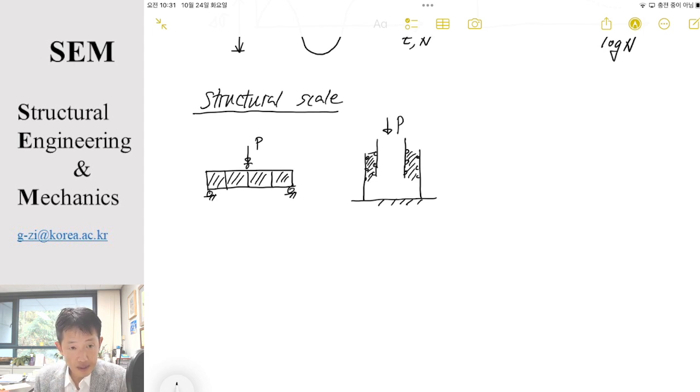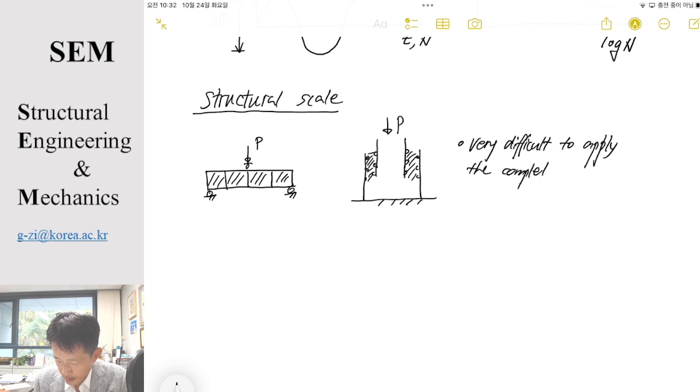The problem regarding structures or structure scales is that it is very difficult to apply the completely alternating load. So the first one is that it is very difficult to apply the complete alternating load. What I mean is from minus P to plus P.